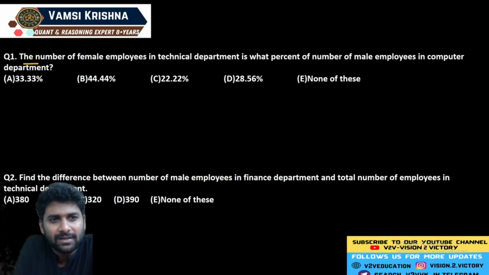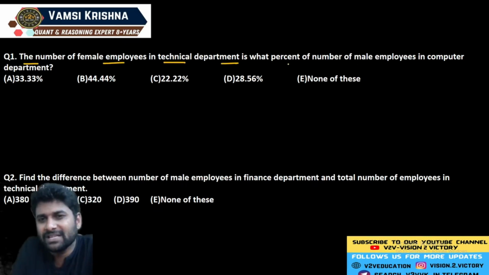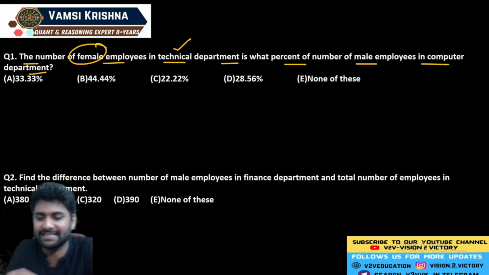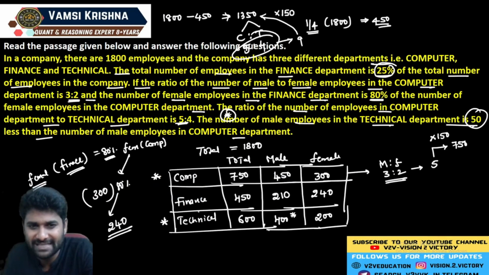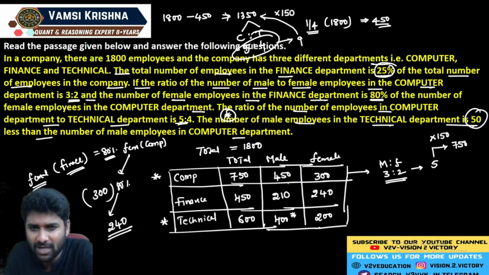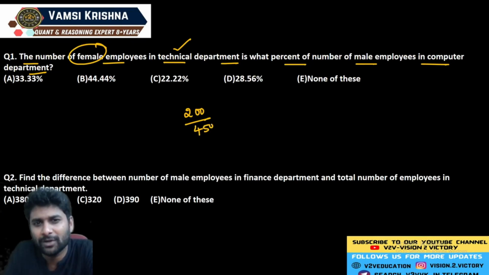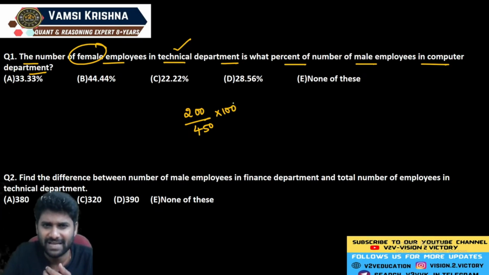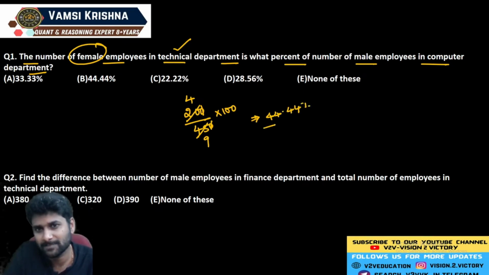Now see here. The number of female employees in the technical department is what percentage of the number of male employees in the computer department? Guys, female employees in technical is exactly equal to 200. Is what percentage of male employees in computer? Male employees in computer is 450. Means 200 is what percentage of 450. Go through the calculation. You just cancel in this way. Go through the table here. 5 fours are 20, 5 nines are 45, so 4 by 9 value is exactly equal to 44.44%.